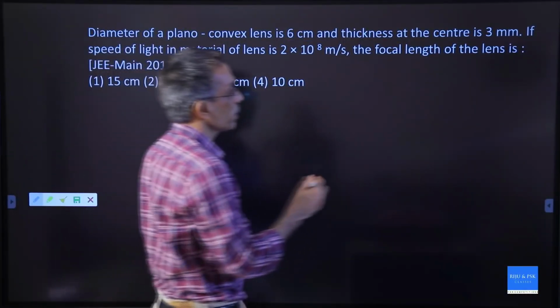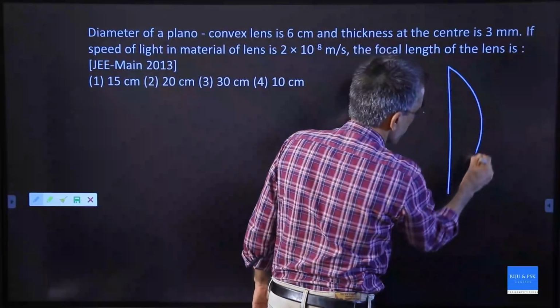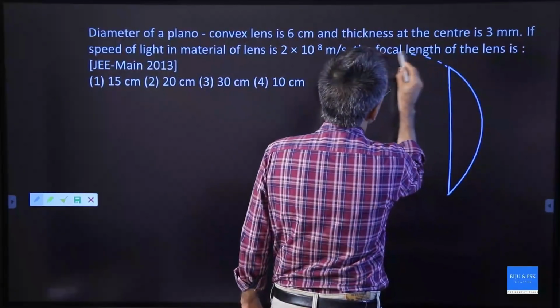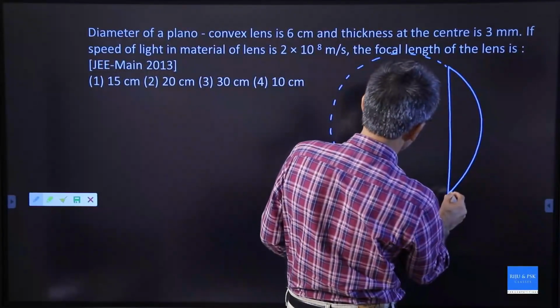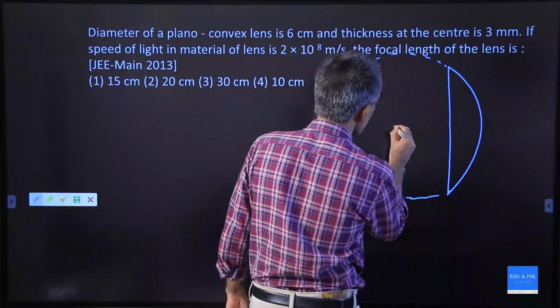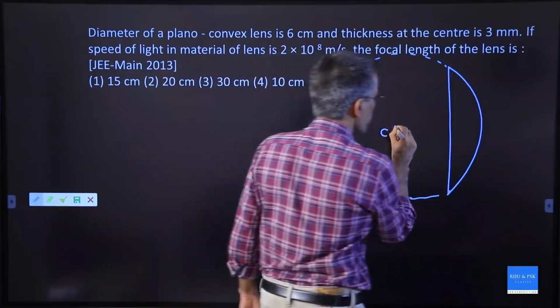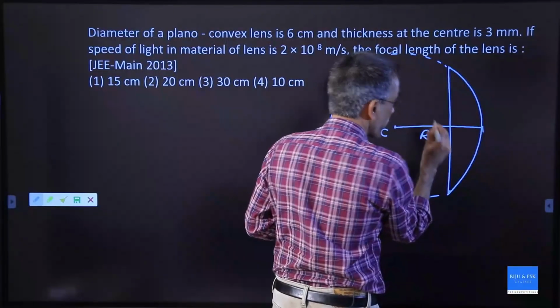Let us see. I will draw. This is the plano-convex lens, and you know this is part of a sphere. It is part of a sphere like this. Okay, take it as a sphere. Now this is the center of curvature of the curved surface. From here to here, this distance is what we call the radius of curvature.